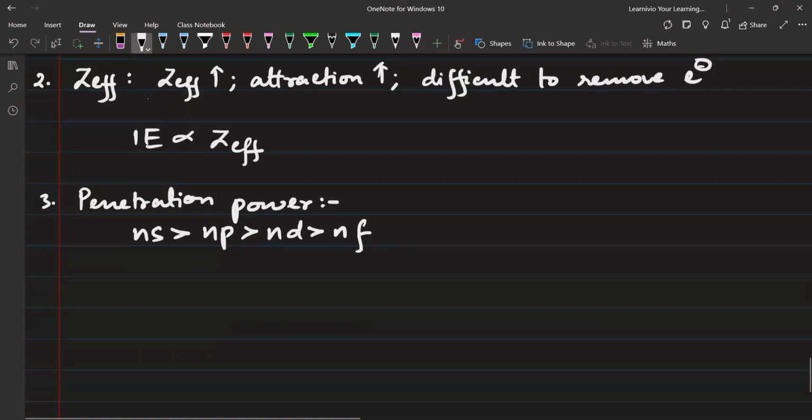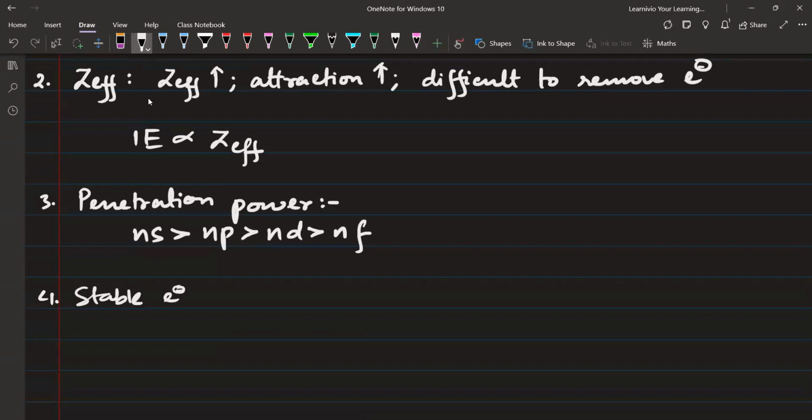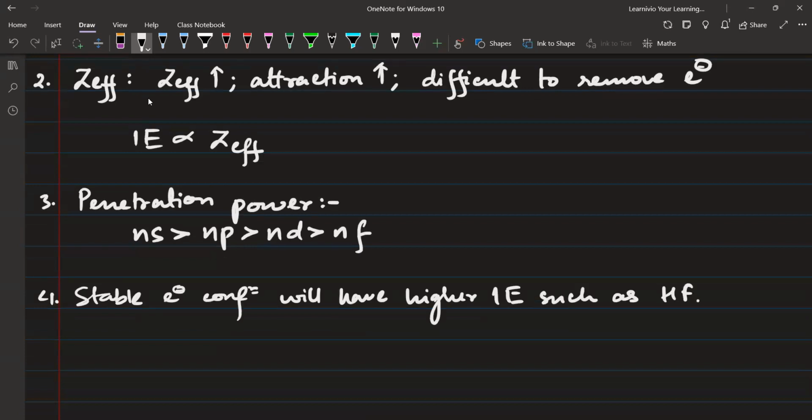The last one is stable electronic configuration. Stable electronic configurations will have higher ionization enthalpy, such as half filled, fully filled, and noble gases.